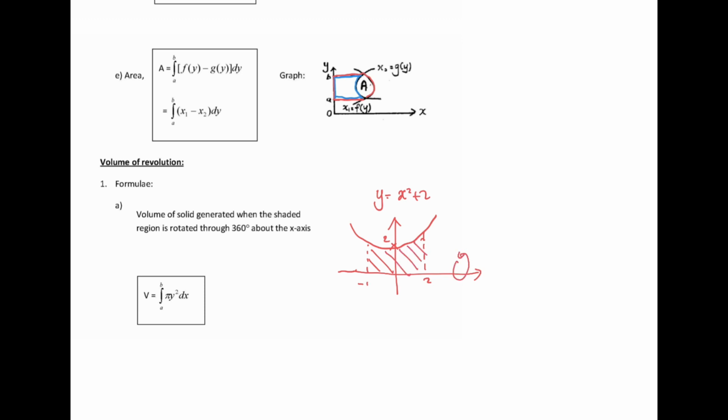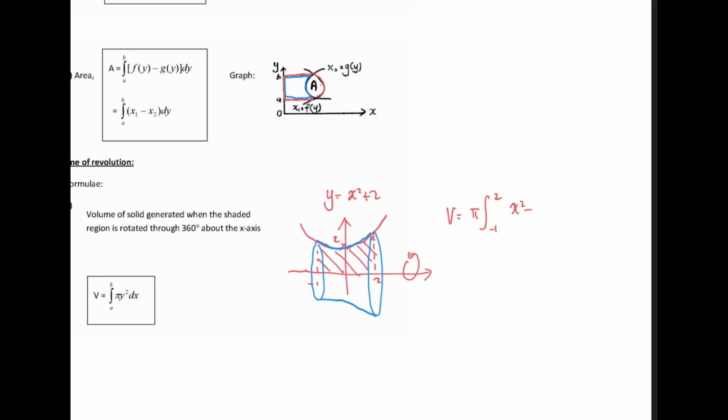So this shaded region, when it revolves about the x-axis, you need to know what shape they form. Try to imagine. They form a shape like that. It has volume. To find the volume, we have to put pi. We can take out the pi and put it outside.